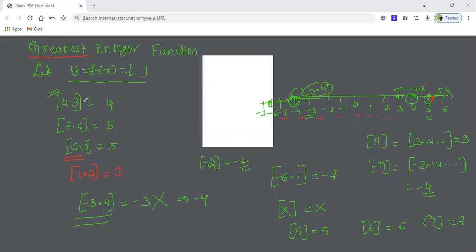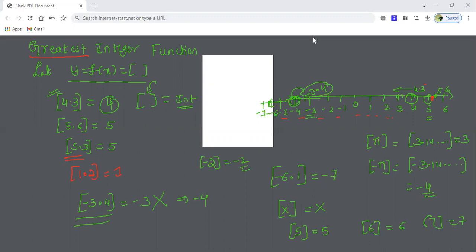But if you have something like 4.3, 5.6, 5.3, 1.2, then you have to write the integer. So by this you will understand that whatever you have in the bracket, when it comes out, you will have an integer. Though you have decimal points here, like 4.3 or 5.6, it's a real number, right? So when it comes out here, it will be an integer.